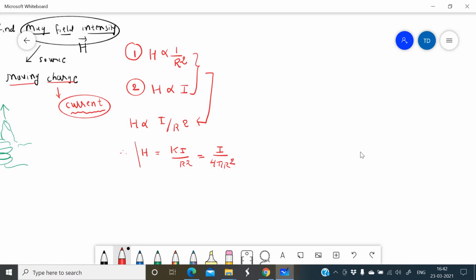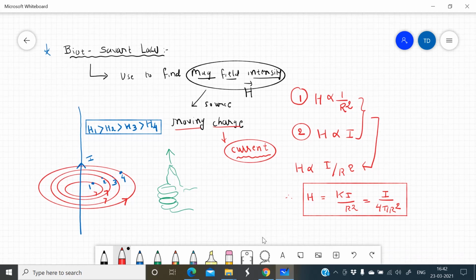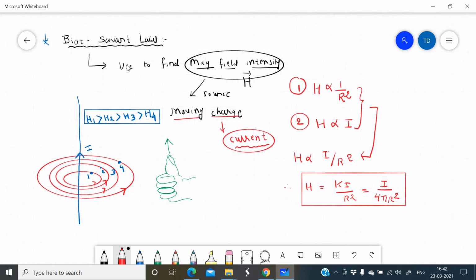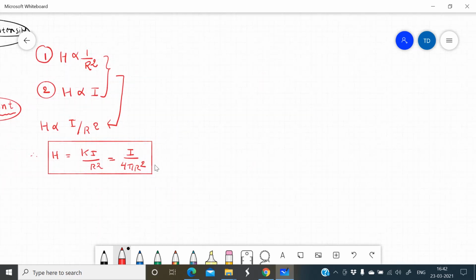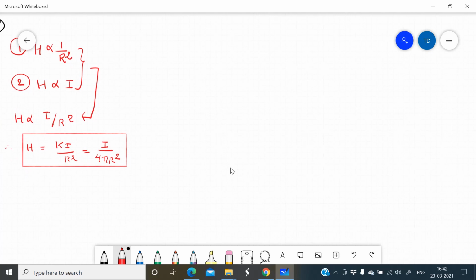This equation represents just the magnitude of magnetic field intensity, but the main thing is the direction of magnetic field intensity. For that we have to apply Biot-Savart's law. Biot-Savart's law is used to find the magnetic field intensity and its direction also. So now let us discuss Biot-Savart's law.